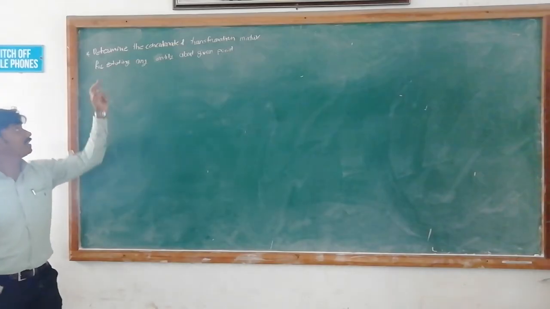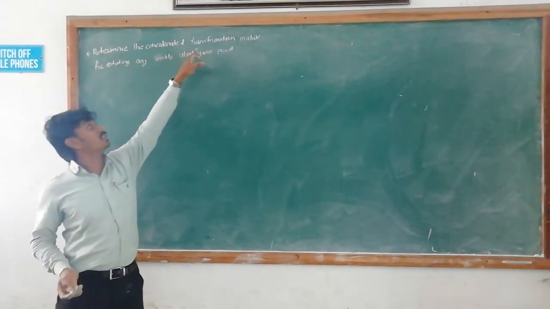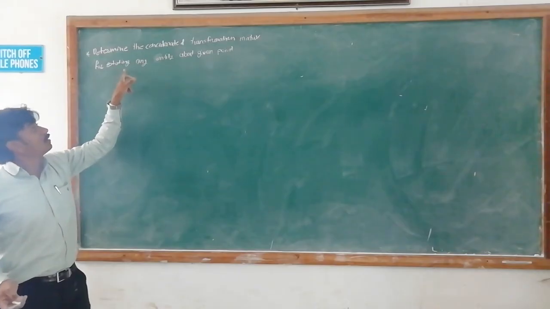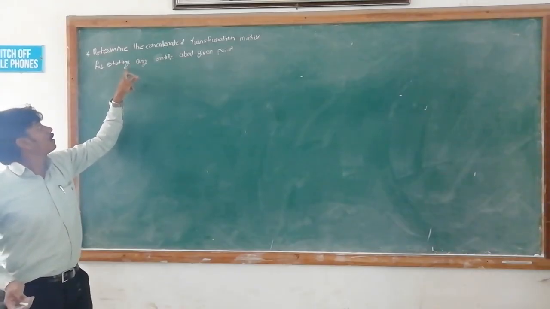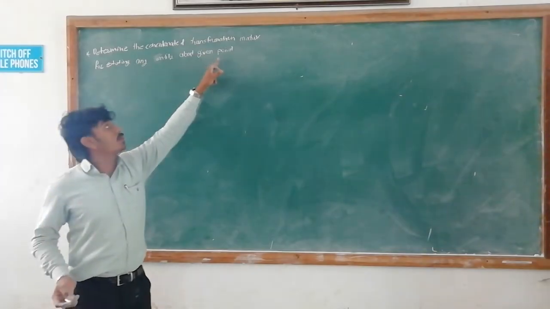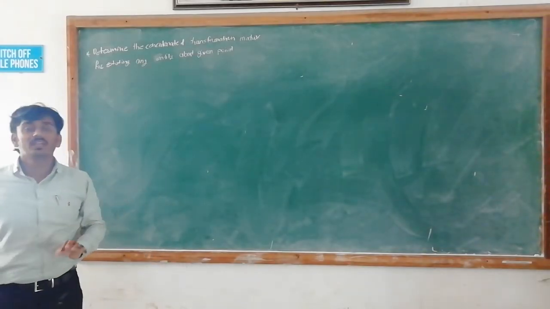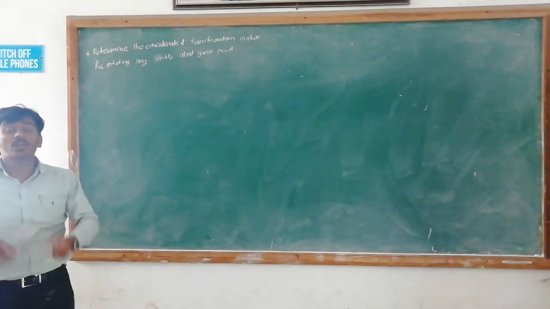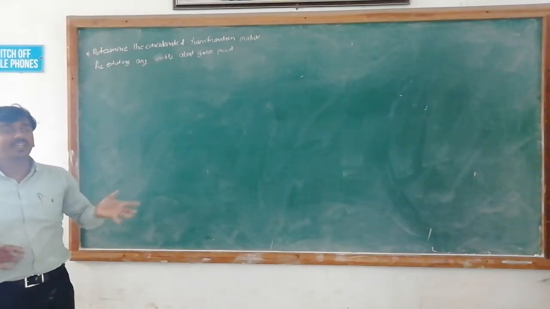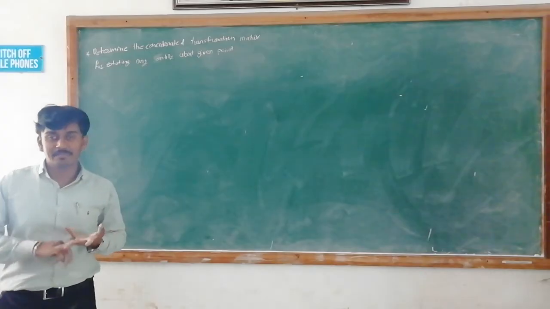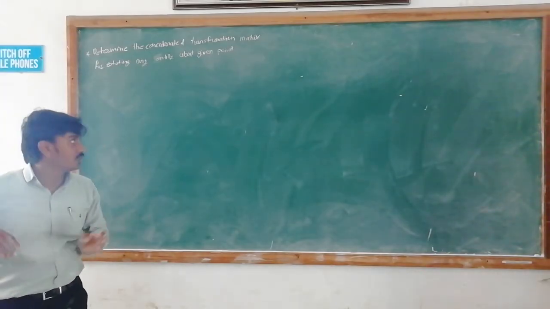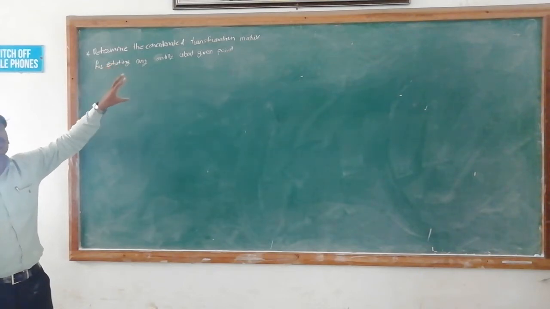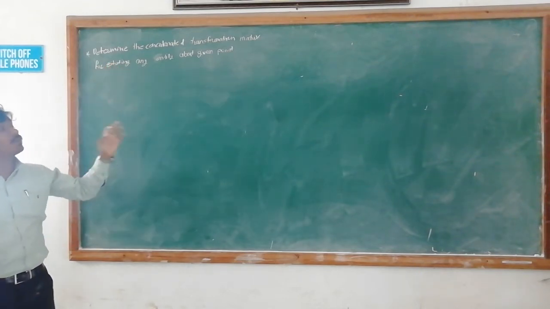Now, here it is given that we determine the concatenated transformation matrix for rotating any entity about a given point. It means there is one entity, or any object, or any point. This entity means anything. It may be a point, a line, or any object. We have to find the concatenated transformation matrix for rotating any entity about the given point.